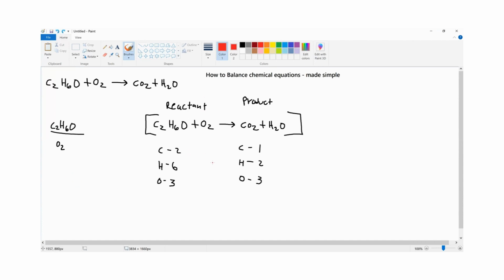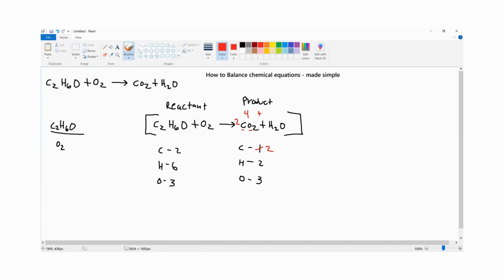So what can I do to change this to a 2, only using the coefficient? I can put a 2 here. Think about carbons, oxygen, and hydrogen as numbers. For example, this is a 1, this is a 2, this is a 2, this is a 1. Think about it that way. That will help you out a little bit more. So 2 times 1, 2. 2 times 2, that is 4. And keep in mind this other oxygen over here.